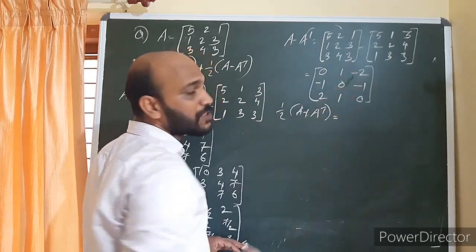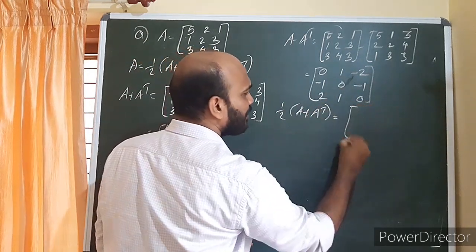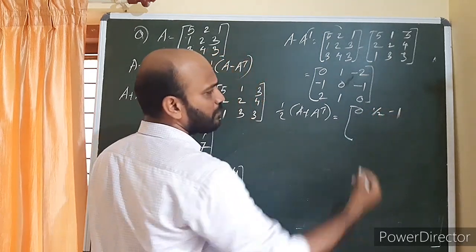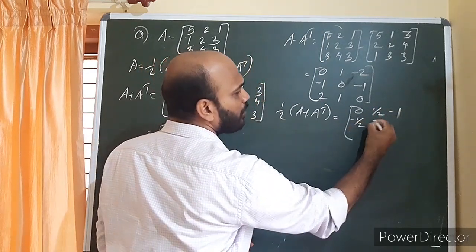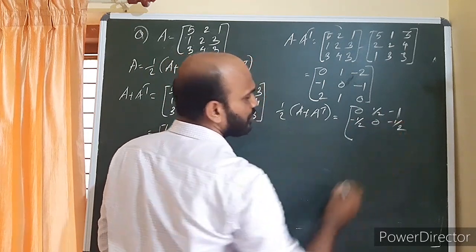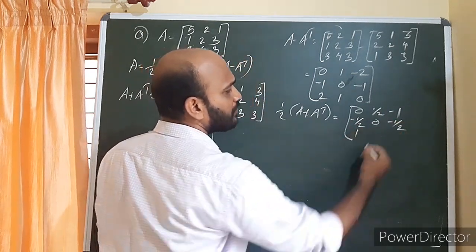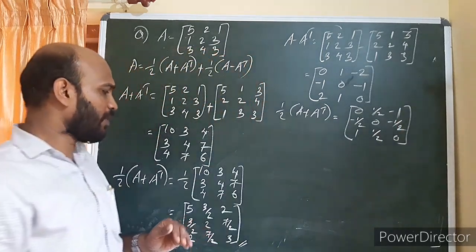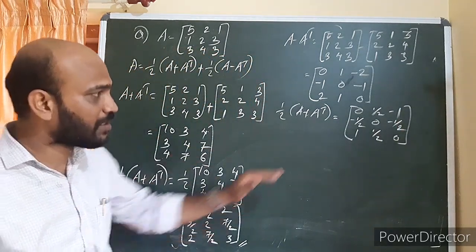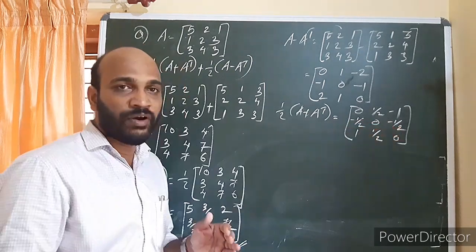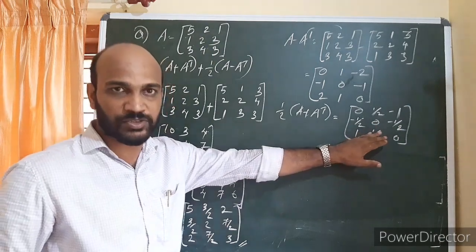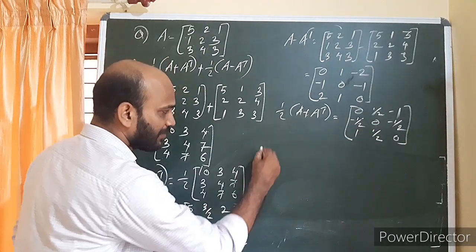Now you have to find half into (A minus A transpose). That means half of this matrix. So you can write directly equal to 0, 1 by 2, minus 1, minus 1 by 2, 0, minus 1 by 2, 1, 1 by 2, 0. So we got our symmetric matrix and skew symmetric matrix. Now we want to express our question in terms of symmetric and skew symmetric matrix. That one you can write like this.